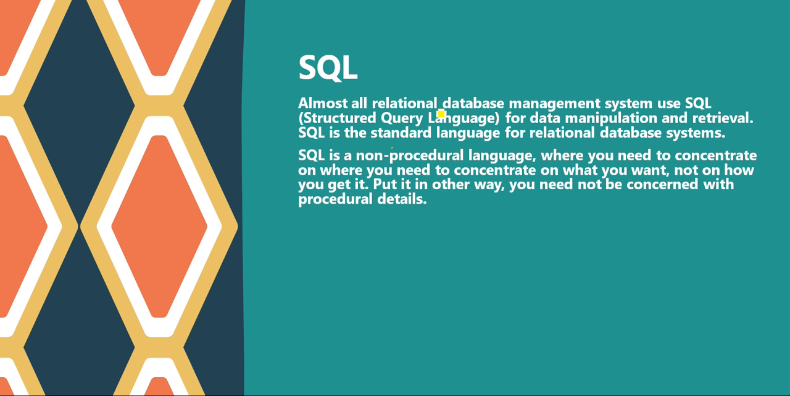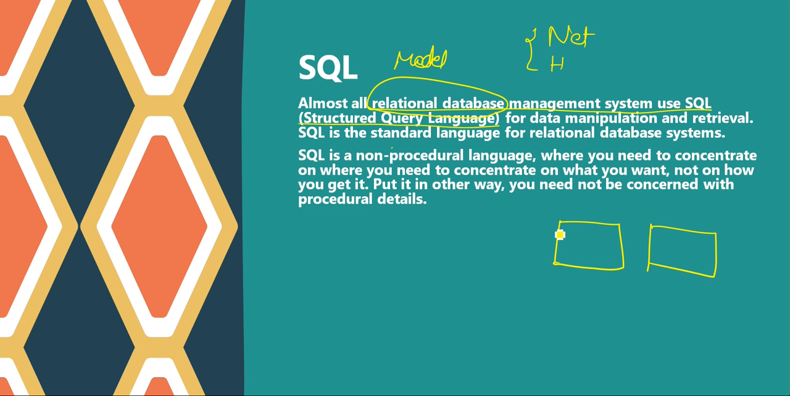Almost all relational database management systems use SQL, Structured Query Language. What is a relational database management system? This is a model. We have seen various types of models present today: the network model, the hierarchical model, and many more, and the relational model is one of them. In the relational model we store our data in the form of tables, and almost all relational database management systems use the SQL language for data manipulation.